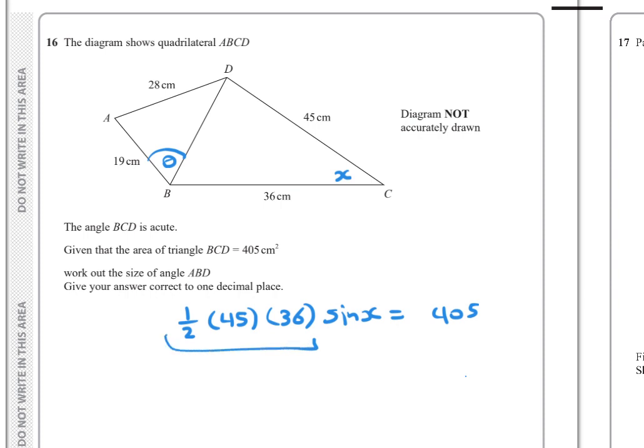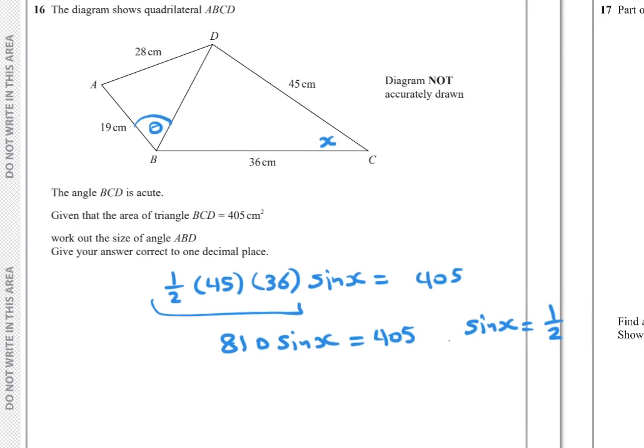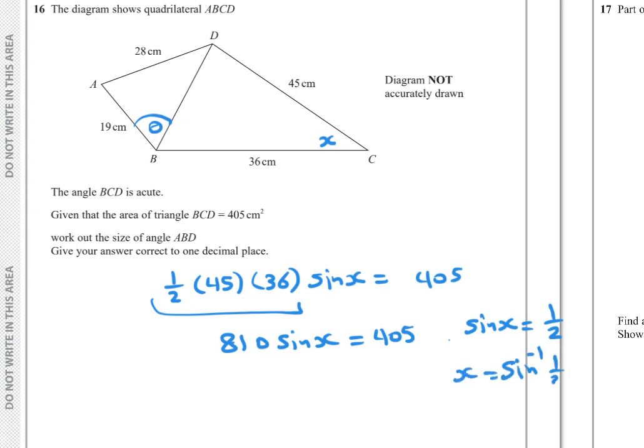Half times 45 times 36 is 810. So 810 sine x equals 405. So divide by 810. So sine x equals 1 over 2. So x equals sine inverse 1 over 2 equals 30. So now this angle is 30.